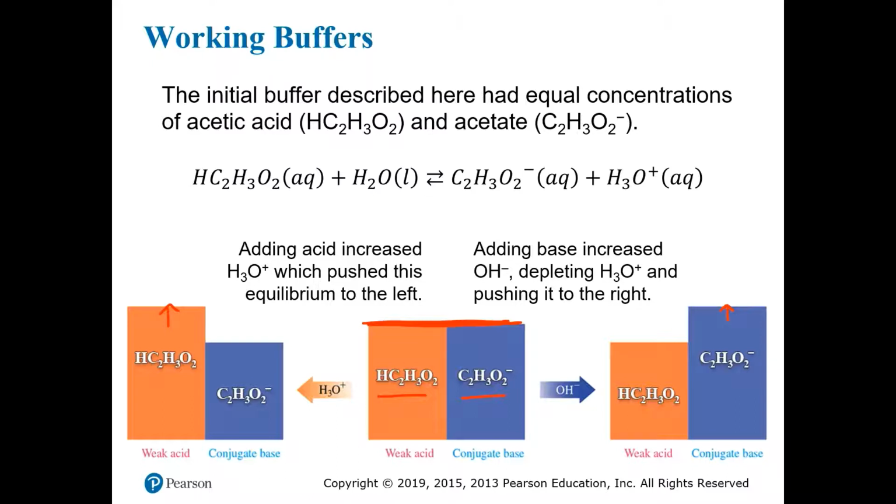However, this also shows you why buffers have a certain capacity. If we add enough acid to completely use up all of the conjugate base, then we're only going to have acid left in the solution. The pH is going to drop rapidly. If we add enough base to use up all of the acid, then there'll be no more acid left, and the base will cause the pH to rise rapidly.